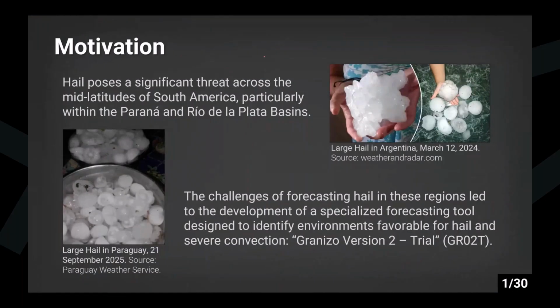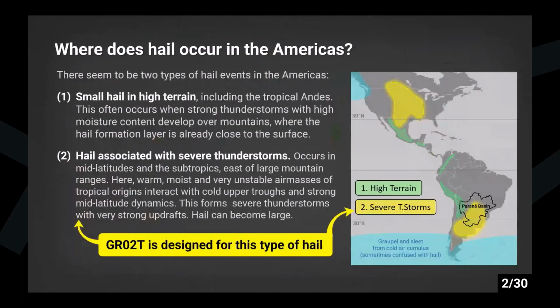So the motivation for the development of this tool was that hail poses a very important threat across the mid-latitudes of South America, particularly within the Paraná and the Río de la Plata basins. I'm going to jump and show you where I'm talking about. I'm talking about this region in South America, the Paraná and Río de la Plata. So this is kind of equivalent to the eastern side of the Rockies and the plains of the United States in terms of geography. We have a very tall mountain range, which is the Andes, and we're in the mid latitudes and subtropical parts of the continents.